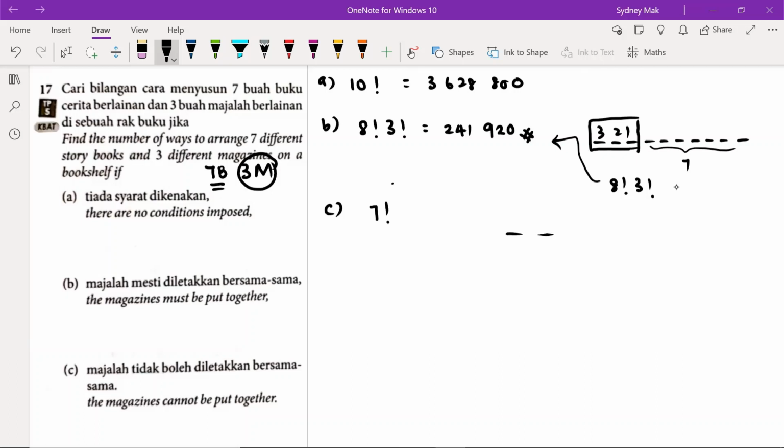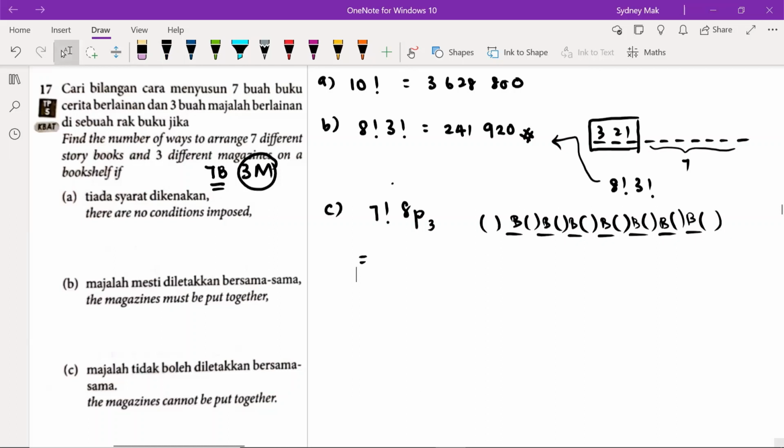So you see, 1, 2, 3, 4, 5, 6, 7. These are books. And how many empty spaces are in between them where I can put my magazines? So we have 1, 2, 3, 4, 5, 6, 7, 8. So there are 8 places for me to choose to insert my magazines. So 8P3. So 7 factorial followed by 8P3.